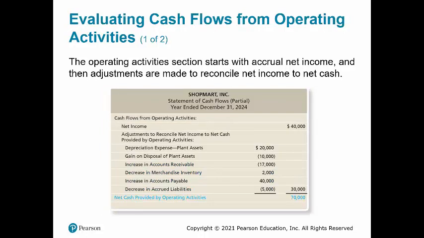After we have made all of our adjustments, we need to get a subtotal of all of the items in the adjustments to reconcile net income to net cash provided by operating activities. In this case, that total is $30,000. We add that to our net income and we get net cash provided by operating activities of $70,000.